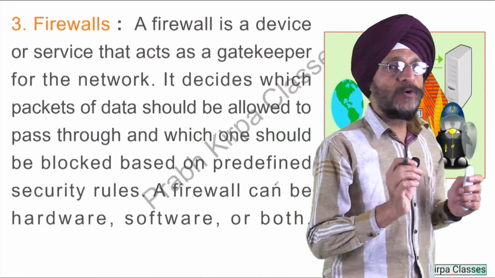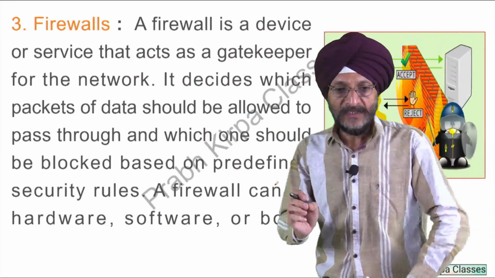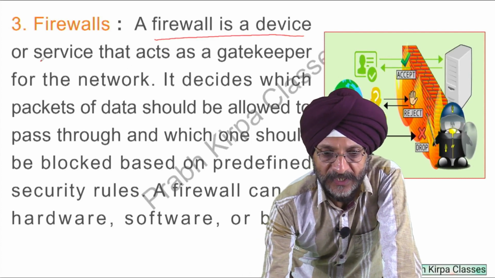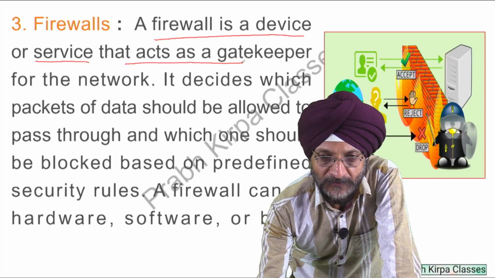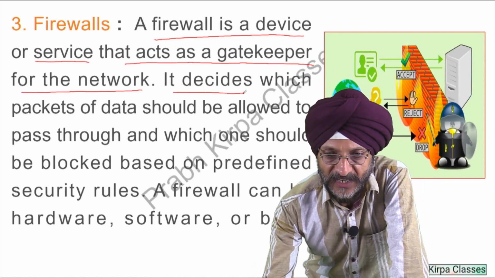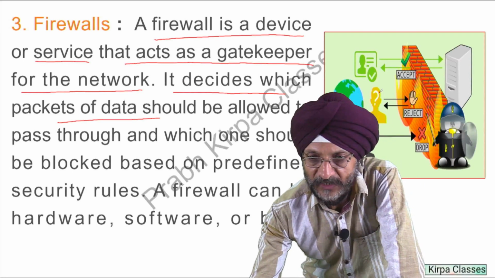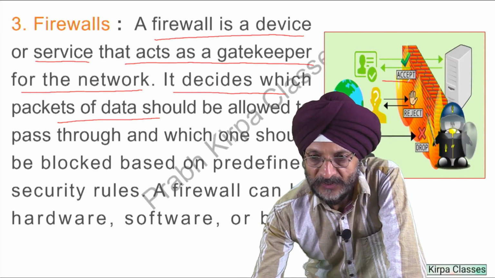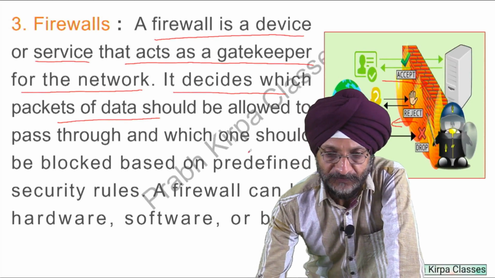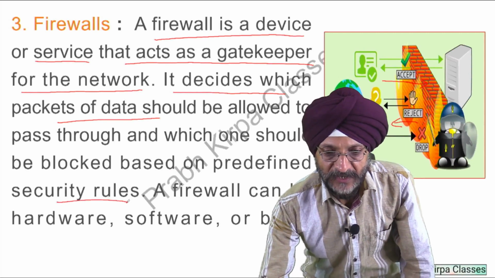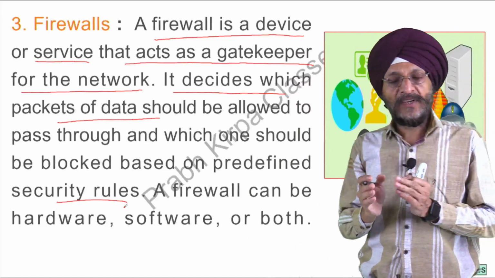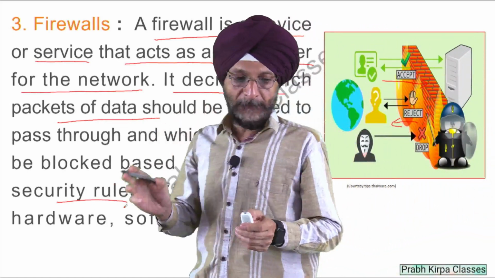Next network security measure which we can take is firewalls. A firewall is a device or a service that acts as a gatekeeper for the network. It decides which packets of data should be allowed to pass through and which one should be blocked based on the predefined security rules. A firewall can be a hardware, software, or both.